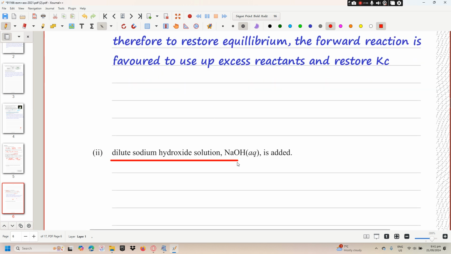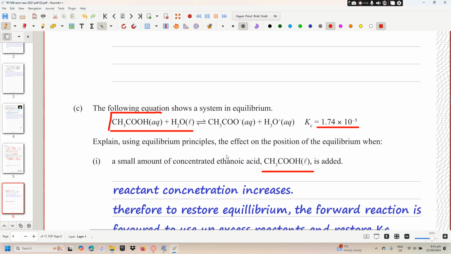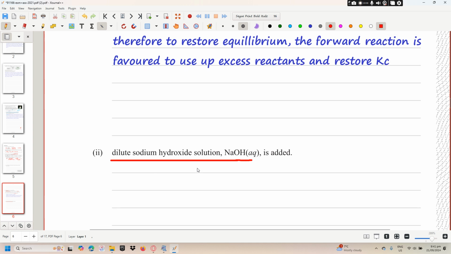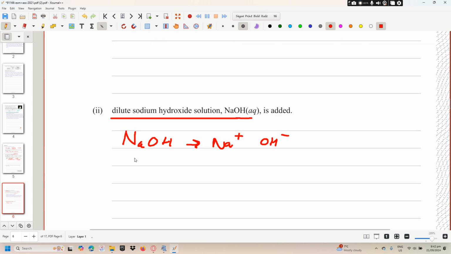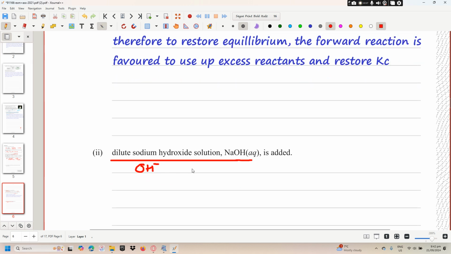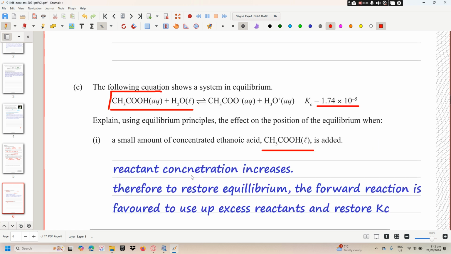Dilute sodium hydroxide solution, NaOH, is added. Now this is a base, and it's a strong base too. So this fully dissociates, and that means practically all of the NaOH molecules break apart into Na plus and OH minus, like all of them. It's a very, very strong base. So now there's just going to be this excess flood of OH minus ions.